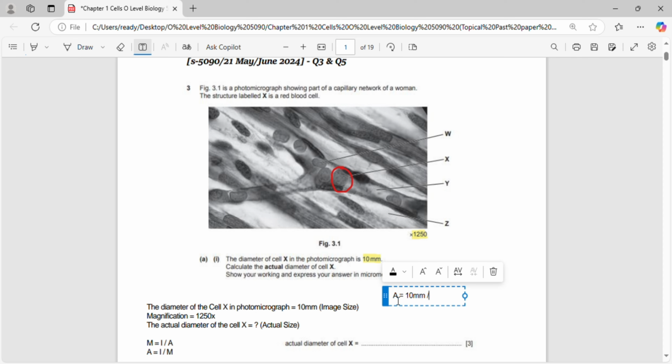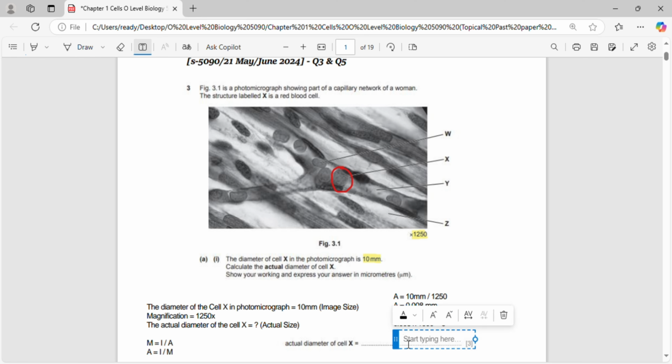10 millimeters is the image size while 1250 is the magnification, and it becomes, actual size equals 10 millimeters divided by 1250. When we do the math, we get 0.008 millimeters. But wait, we need to convert that into micrometers. We know that 1 millimeter equals 1000 micrometers. So, 0.008 multiplied by 1000 gives us 8. And there we have it. The actual diameter of the red blood cell, cell X, is 8 micrometers.